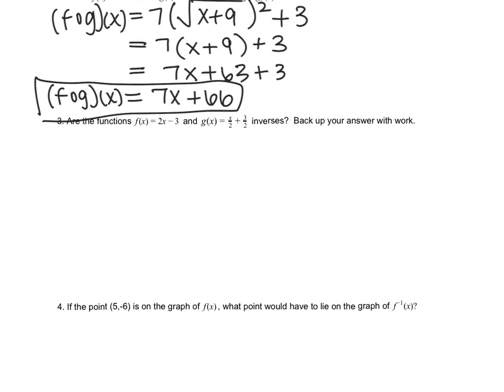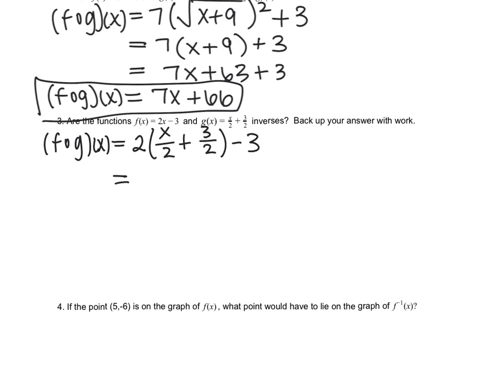Number 3, we want to know if the functions f of x equals 2x minus 3 and g of x equals x over 2 plus 3 halves are inverses. And we're going to back up our answer with work. So to determine if two functions are inverses, we want to check that both compositions simplify to x. So first I'm going to start with f of g of x. So we'll have 2, and then in parentheses we're going to put x over 2 plus 3 halves. Then we still have our minus 3.